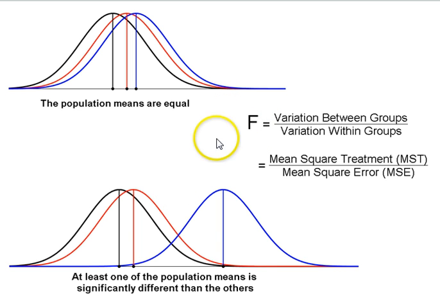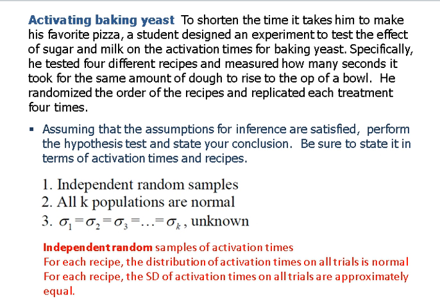When the groups are not equal, the numerator will get bigger and bigger and bigger. The F ratio will get bigger. So it might be 3, it might be 4, sometimes 24. In other words, the greater you get from 1, the more sure we are that at least one of the groups is different. Okay, so let's go back to the problem.